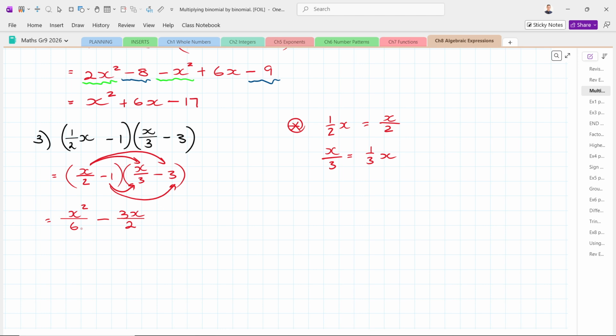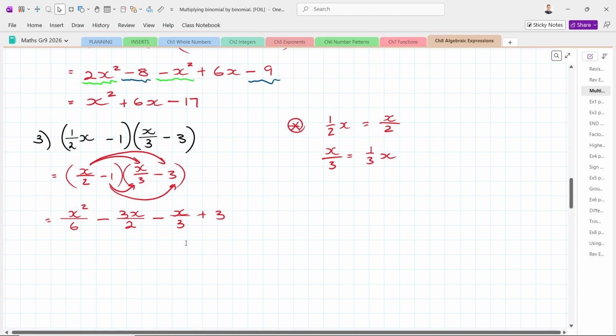Negative 1 times x over 3. Negative times a positive is a negative. 1 times x is just x, and it will be over 3. And lastly, a negative times a negative is a positive. 1 times 3 is 3.